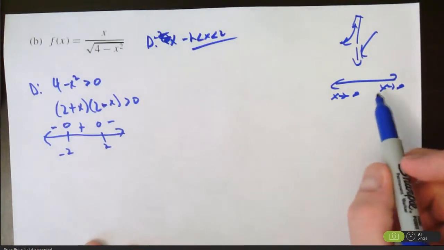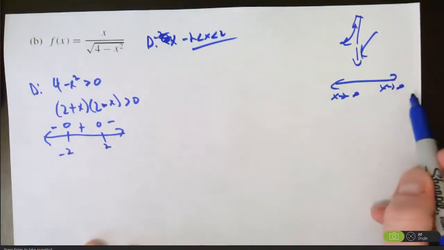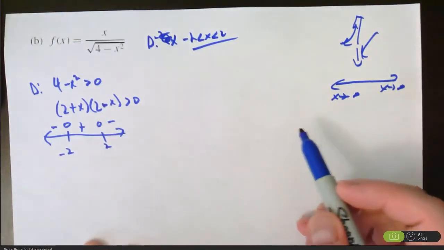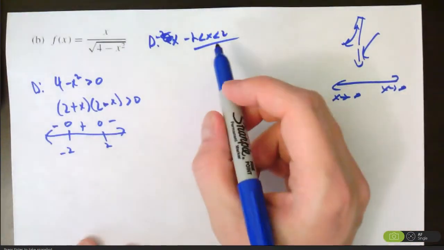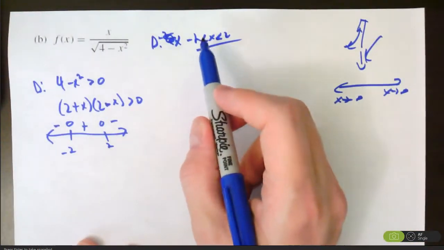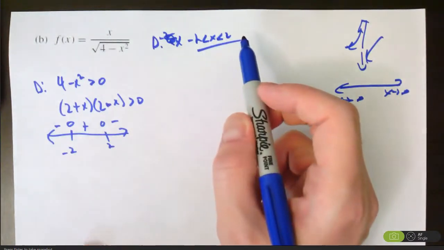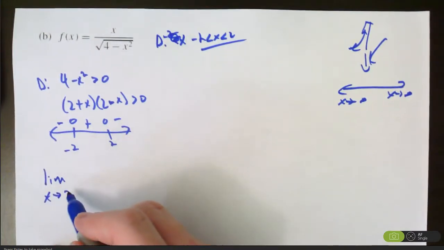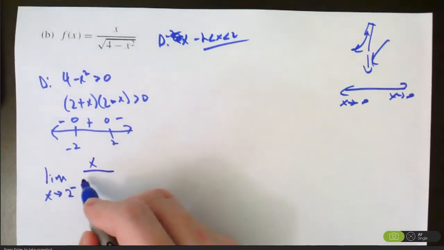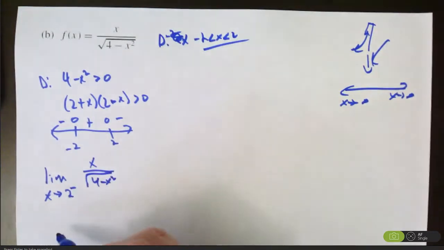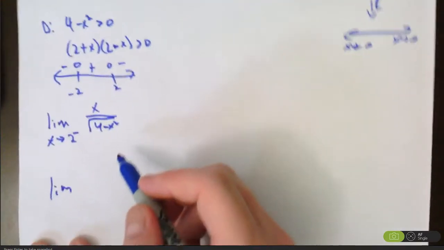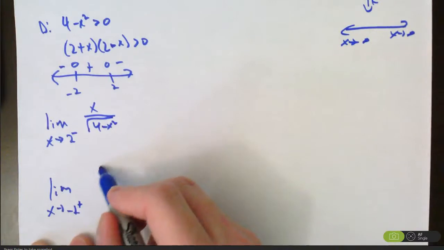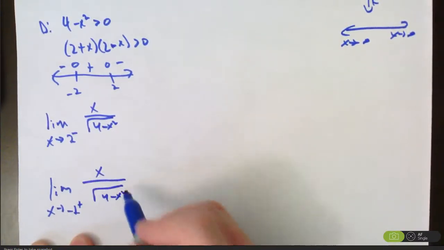So what that also means is there are no horizontal asymptotes, because I can't limit out towards infinity and negative infinity. So there's not a whole lot to do. All I really have to do is check to see, do I have vertical asymptotes? And the tricky thing about that is I'm continuous between negative 2 and 2 except for those two values. So what I actually have to do is the limit as x approaches 2 from the left of x over square root of 4 minus x squared, and the limit as x approaches negative 2 from the right, for x over square root of 4 minus x squared.